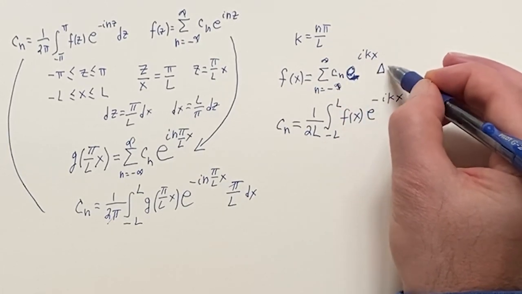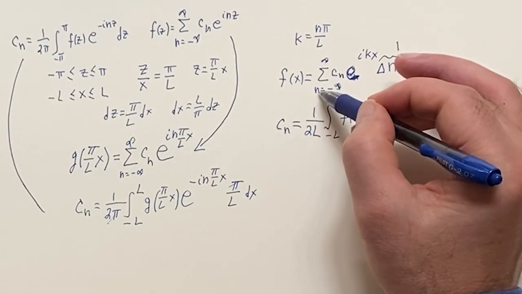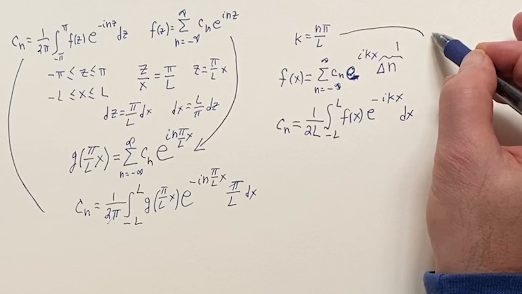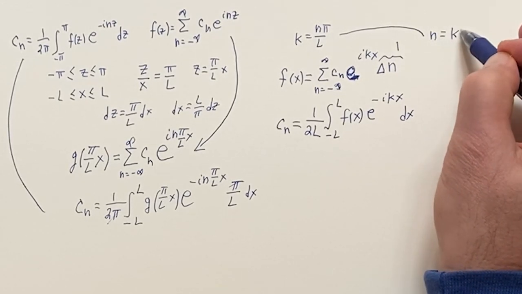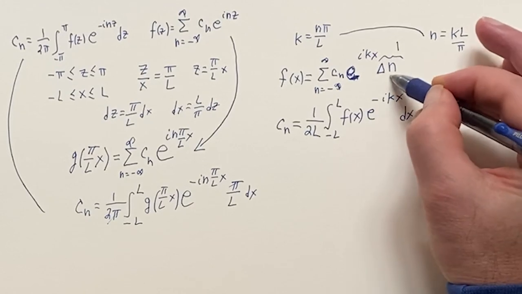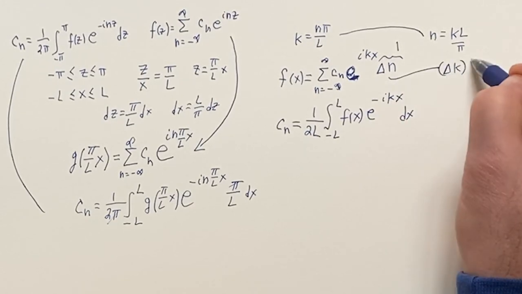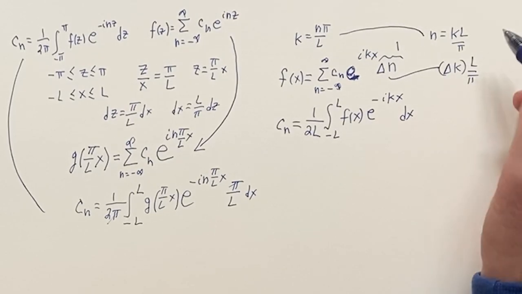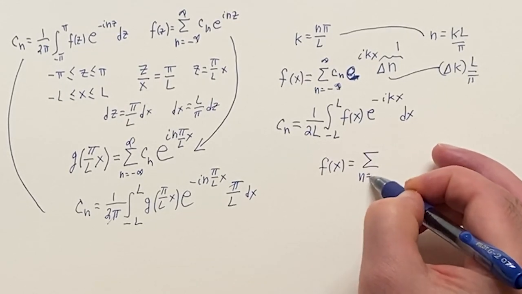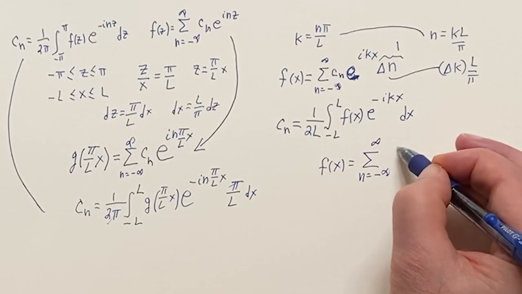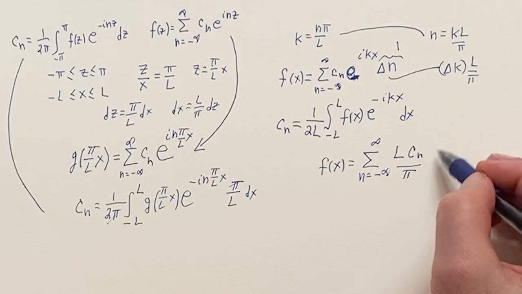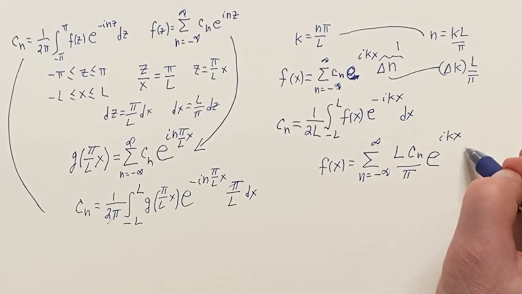What you do is you multiply by delta n, because delta n is 1. Every time you go n to the next one, a delta n, it's going to be 1. And then you use this trick here, that n is kL over pi, so that delta n here is delta k times L over pi. So if I do that, let's go ahead and write this again. F of x is equal to summation here, n goes from minus infinity to plus infinity, and I'm going to have an L times a Cn over pi. And then we're going to have e to the ikx delta k.